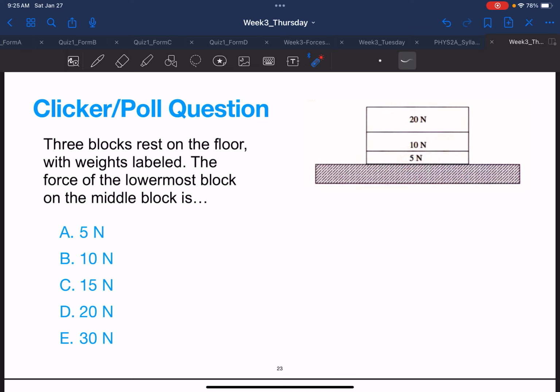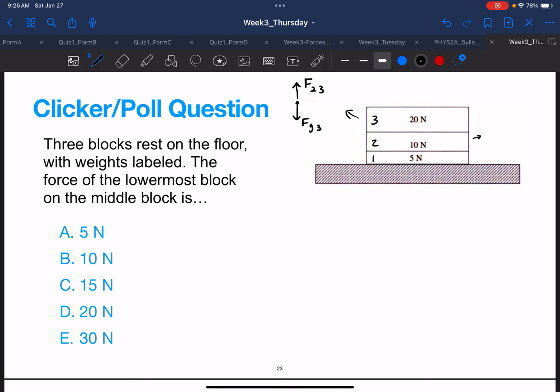Alright, so I'll go ahead and draw the free body diagram for each of the blocks, and I'm going to label them. I'm going to call them 1, 2, and 3. So the free body diagram for the third block, we have force of gravity 3 acting down, and we have force from block 2 on 3 acting upward.